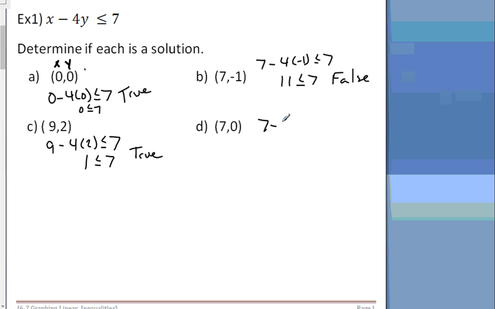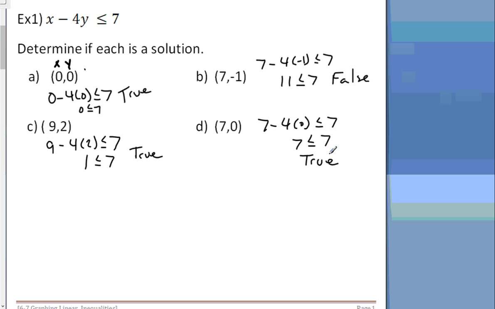Then we look at 7, 0. 7 minus 4 times 0 is less than or equal to 7. Well, that's 0. 7 is less than or equal to 7. Is that true? Well, that is true. 7 is less than or equal to 7 because it's equal. All right. So far, so good, right?